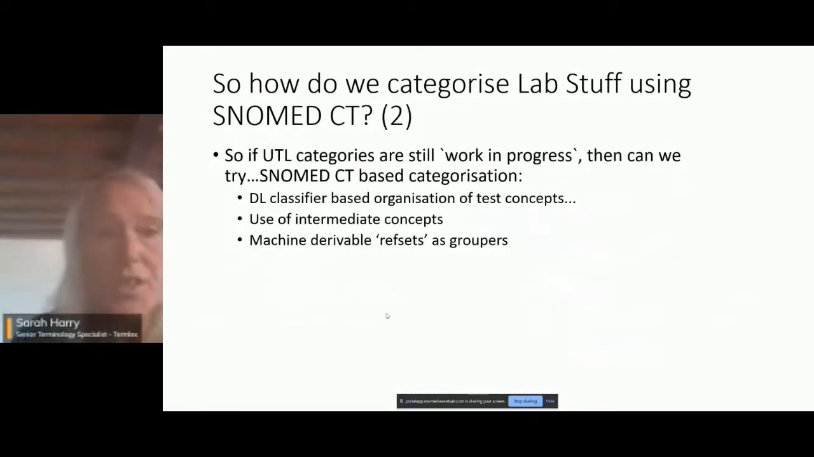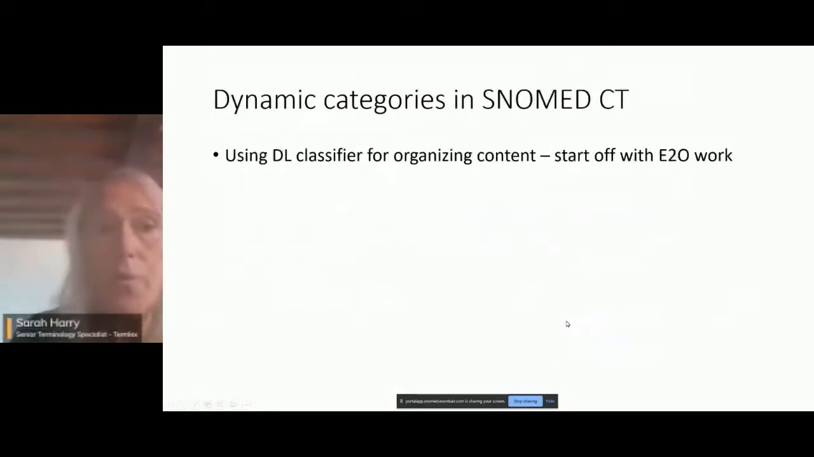Well, there's SNOMED-based categorizations, of course. There are a number of options here. We can use a DL classifier, a description logic classifier, to organize test concepts. We can use intermediate concepts. We can look at machine derivable ref sets. So let's have a quick look at what we might be able to do here.